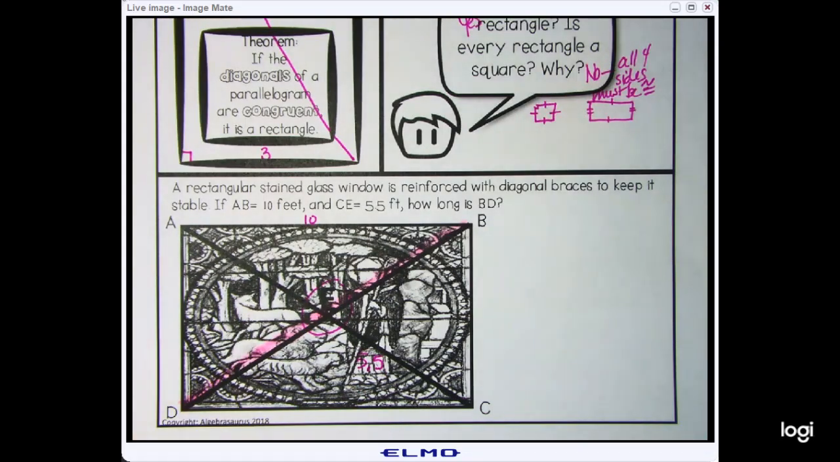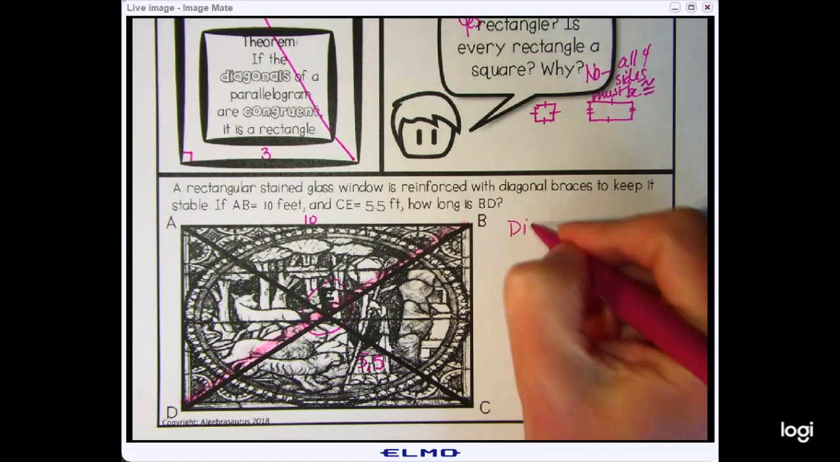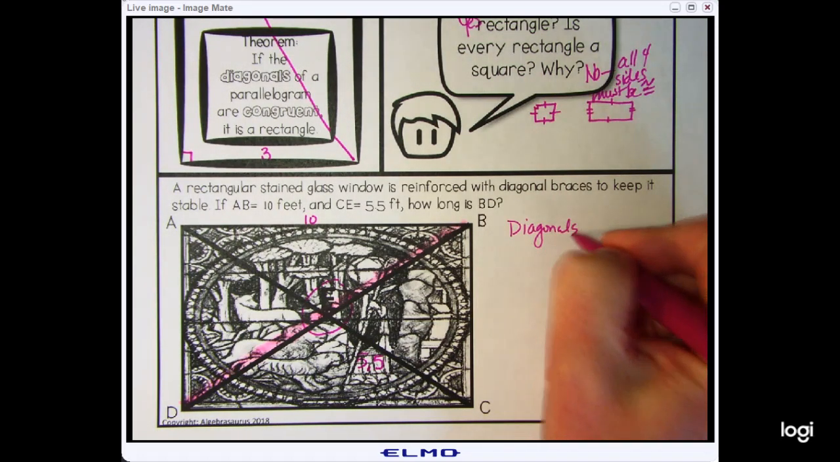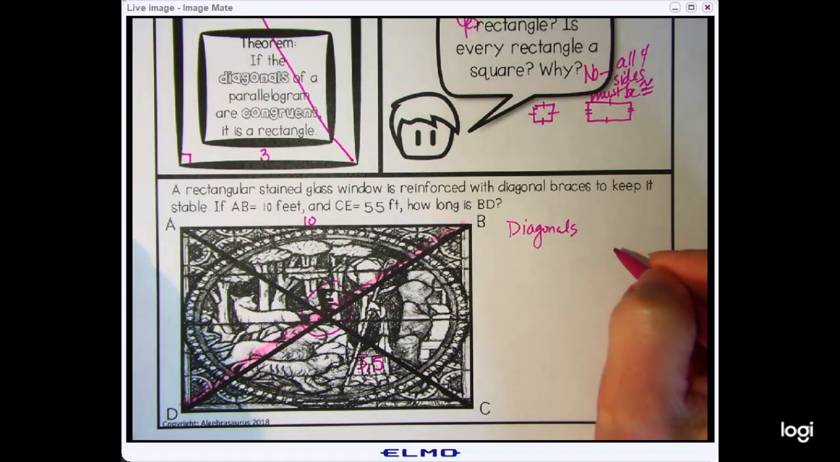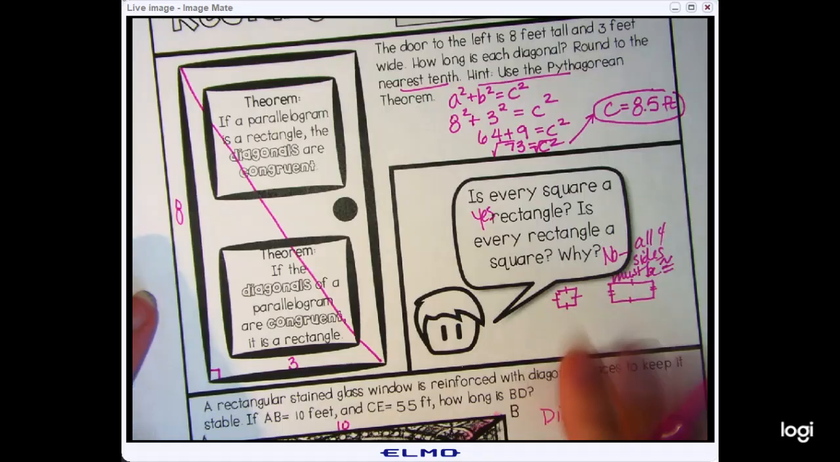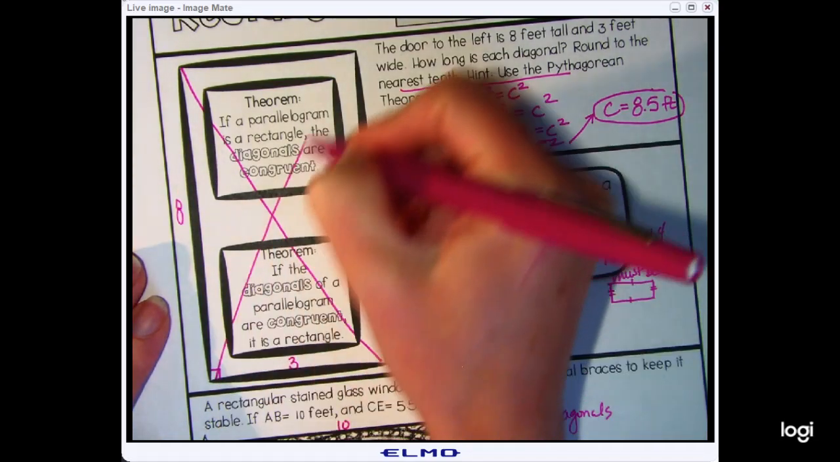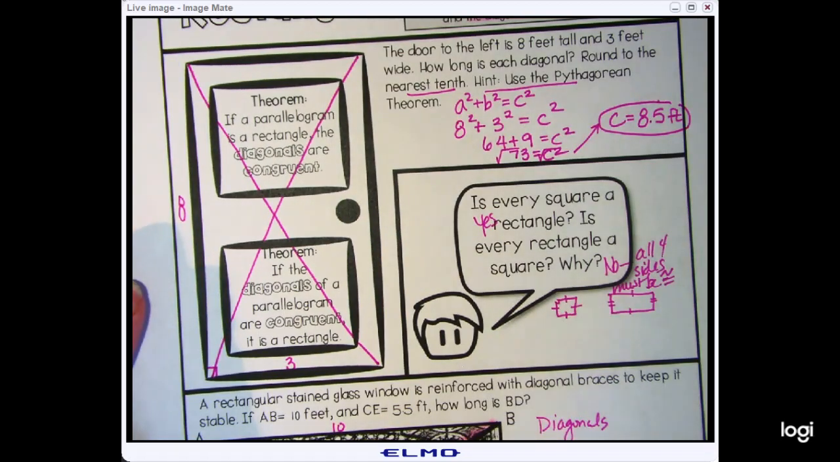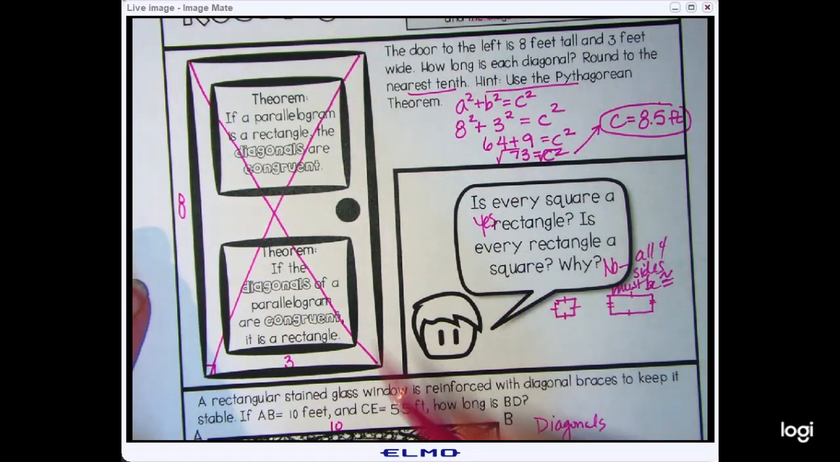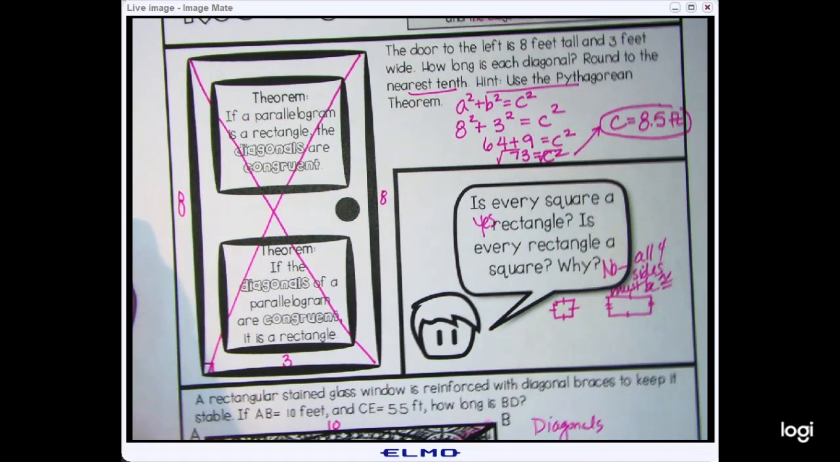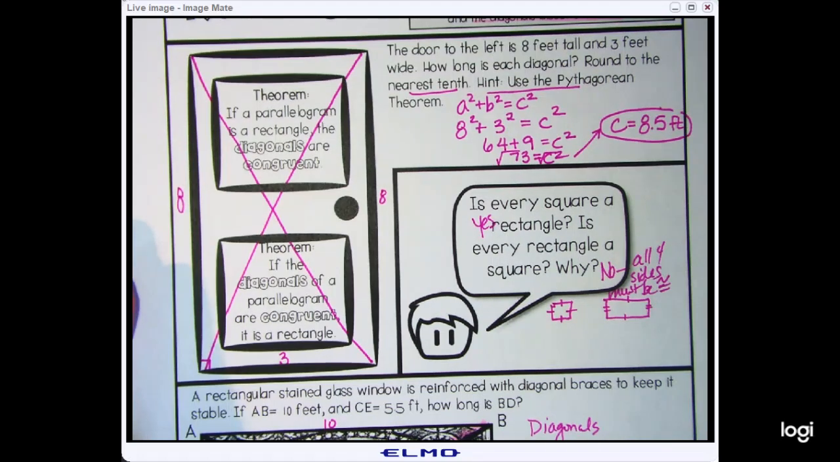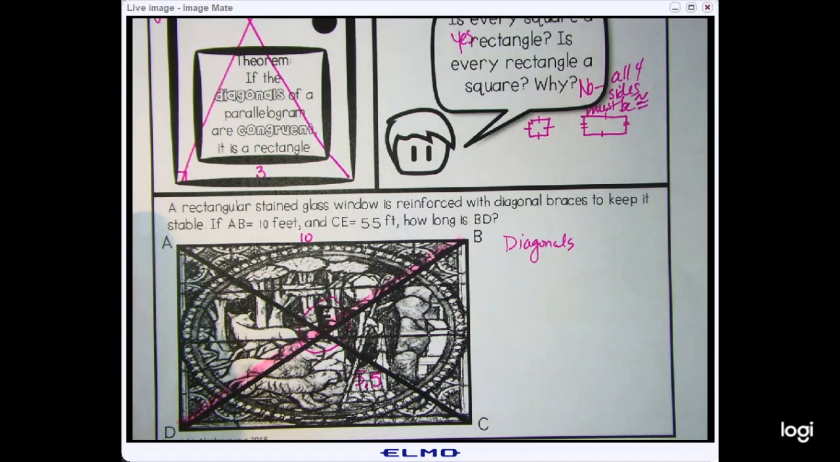I want to know BD. What do we know about the diagonals of a parallelogram? Diagonals split each other in half, right? And then I also know in a rectangle, I didn't finish this problem up here. It said, how long is each diagonal? Well, it makes sense. If I were to do the Pythagorean theorem again, I would get the same measure for the second diagonal of 8.5 feet. So my diagonals are congruent.